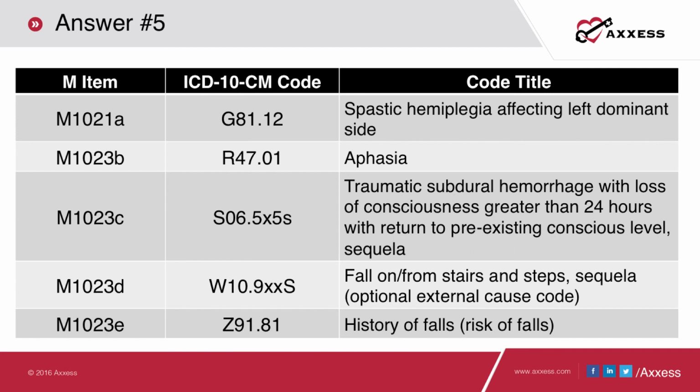Another thing to know and point out here is that your 7th character should match. If you're going to use a sequela on the traumatic subdural hemorrhage and you're going to also code an external cause code, you should make sure that you have an S in the 7th position on that external cause code as well. And last, we have Z91.81, which is a history of falls. This is also the code you will use if the patient is at risk for falls.